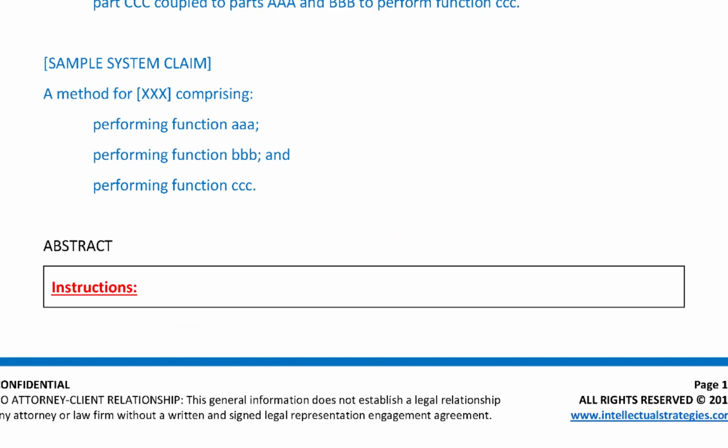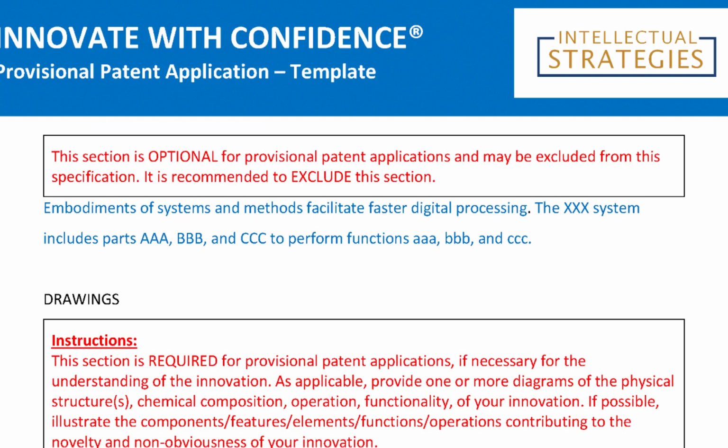The last part of the specification is the abstract. This is another part where we're probably going to omit it because it doesn't really have any legal significance at this stage, and there isn't any real benefit to including it in a provisional patent application. So I would recommend that you omit that in your application and not bother with it.